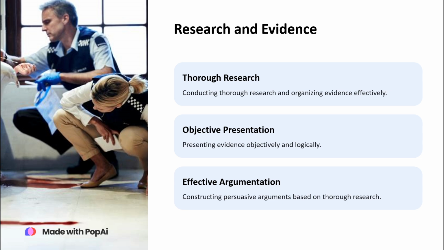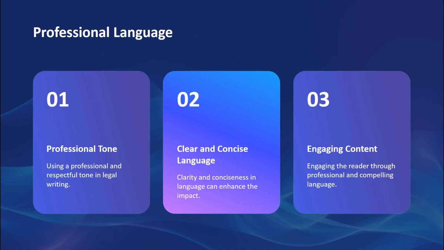The second thing is research and evidence. I have already told you that thorough research, objective presentation and effective argumentation are essential for writing legal content, because without conducting thorough research and organizing the evidence effectively, you cannot prove your point in the court. You cannot prove your point in the eyes of the reader either. So presenting the evidence objectively and logically is important. Effective argumentation: constructing persuasive arguments based on thorough research can prove to be a game changer for you.